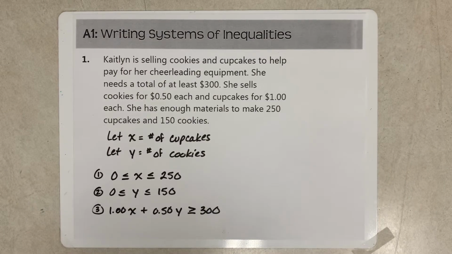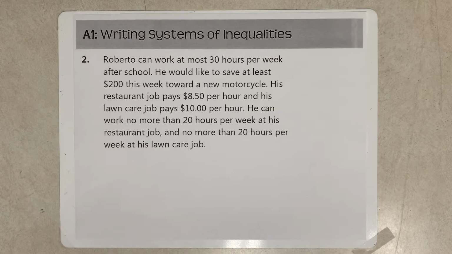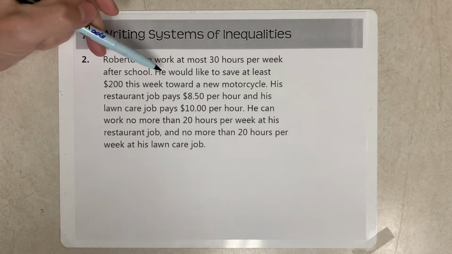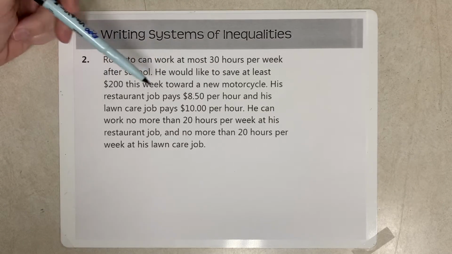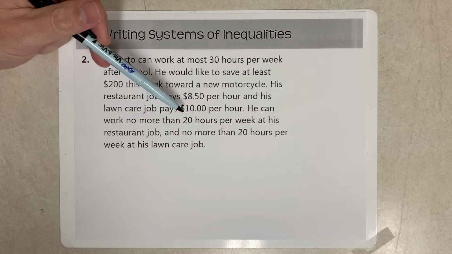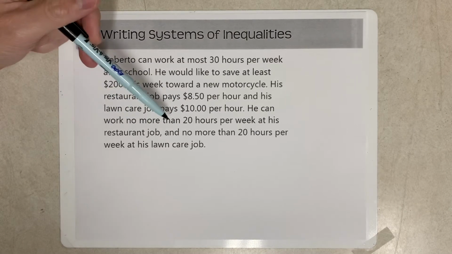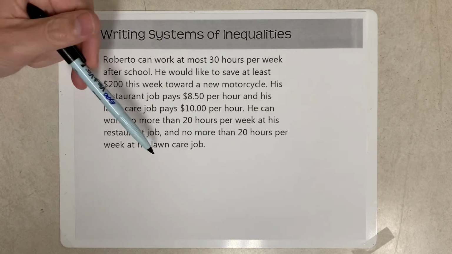All right. Number 2, Roberto can work at most 30 hours per week after school. He would like to save at least $200 this week towards a new motorcycle. His restaurant job pays $8.50 per hour and his lawn care job pays $10 per hour. He can work no more than 20 hours per week at his restaurant job and no more than 20 hours per week at his lawn care job.